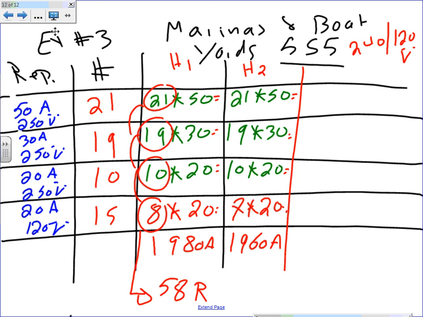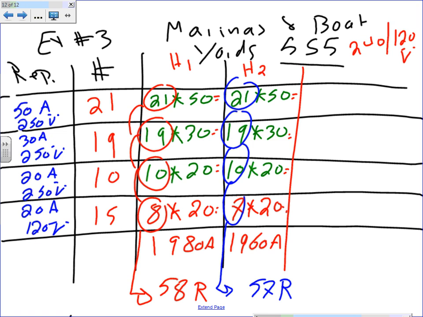The third thing I'm going to do is take a blue here. This with this with this with this. Add them up. You see the receptacles on this leg. There should be one short. 57, right? 57 receptacles. Who cares? Because we're going to find the derating factor based on these receptacles now.